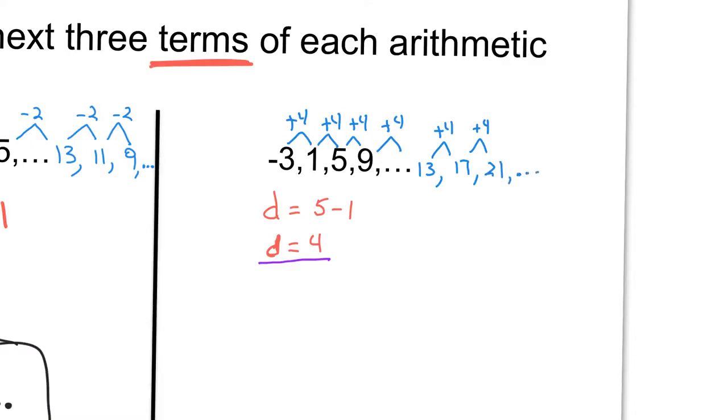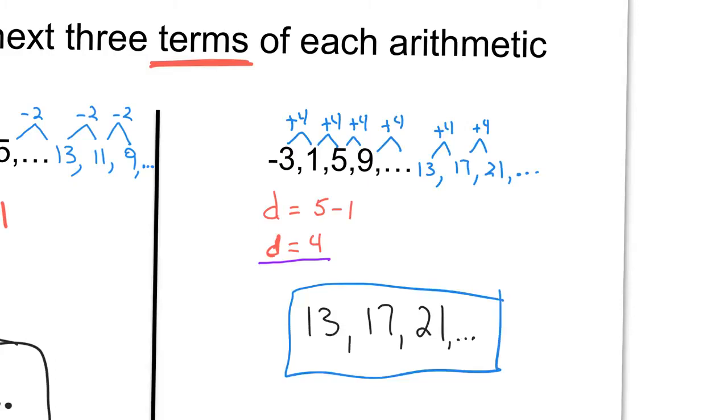And then put dot, dot, dot, because it keeps going to infinity. So my three numbers, the ones that we're looking for, are 13, 17, and 21. And I'll put the dot, dot, dot, because we keep going to infinity. Now remember that this is the 5th term, 6th term, 7th term, and it keeps going and going to infinity terms.